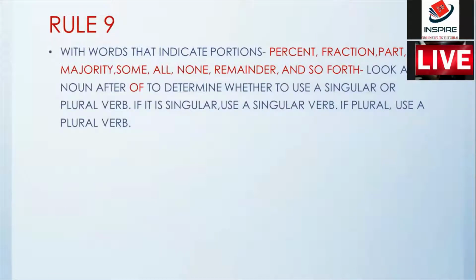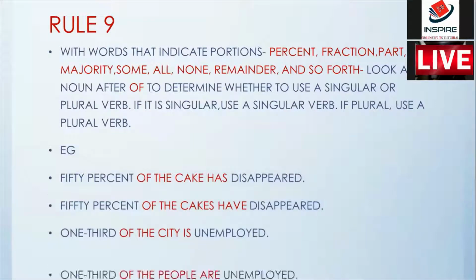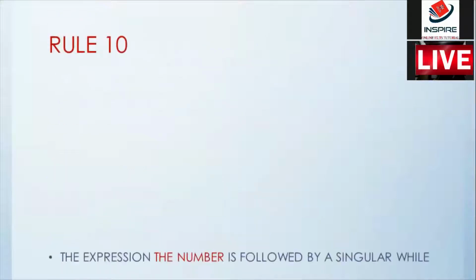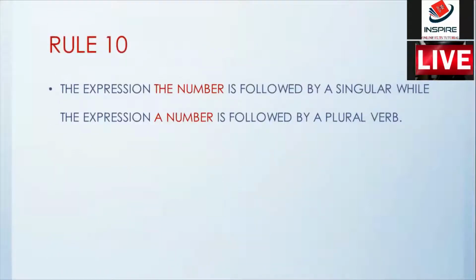portions ആണെങ്കിലും like percentage, fraction, part, majority, some, all, none, remainder, so forth. ഇത് എന്ത് തന്നെ ആയാലും അതിന്റെ ഓഫിന് ശേഷമുള്ള എന്ത് സബ്ജക്റ്റ് ആണെന്ന് നോക്കിയിട്ട് വേണം സിംഗുലർ ആണോ പ്ലൂറൽ ആണോ എന്ന് തീരുമാനിക്കാൻ. That is what rule 9 is all about. Then rule 10, expressions like the number ആണെങ്കിൽ singular verb, a number is followed by a plural verb.